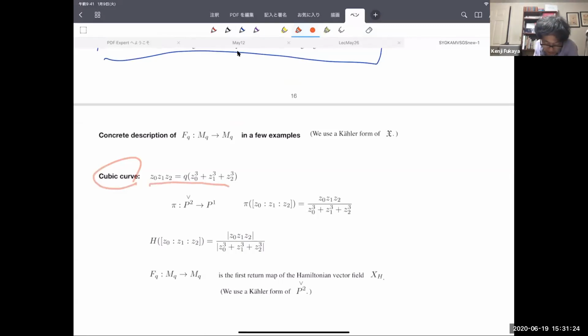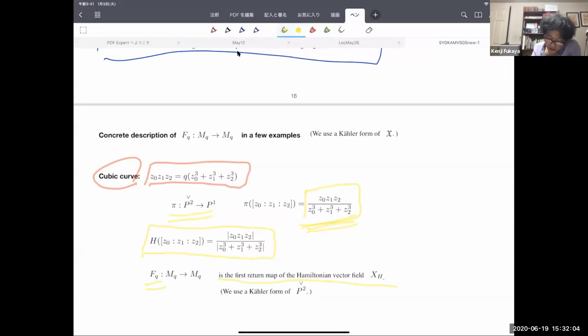So the cubic curve is just this: G0, G1, G2 is Q times G0 cube plus G1 cube plus G2 cube. And you have this function G0, G1, G2 divided by G0 cube plus G1 cube plus G2 cube. And this is defined on a certain blow up of P2, maybe 9-point blow up. And then you take this H as an absolute value of this particular rational function. And the F_Q, the map on this cubic curve, is a first return map of this Hamiltonian vector field.